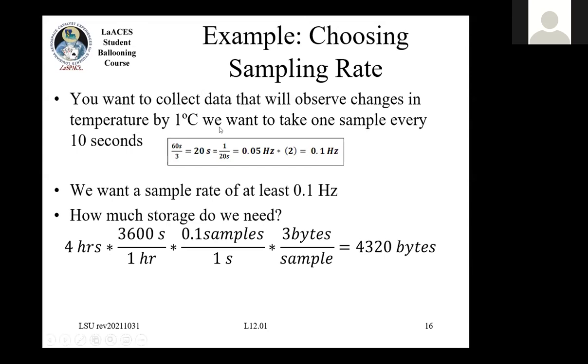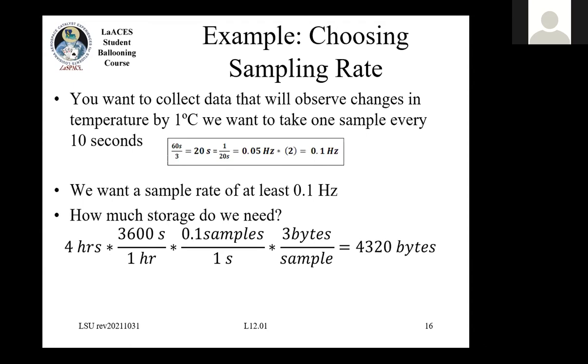All right, so how much storage space do I need for all of this? Well, I want to make sure I have enough space for 4 hours. I just need to do the conversion to seconds. I sample at 0.1 hertz, and a hertz is just a cycle per second, a sample per second in this case. Each one of these data points is going to take 3 bytes. So to store all of this, I am going to need a little bit more than 4 kilobytes.